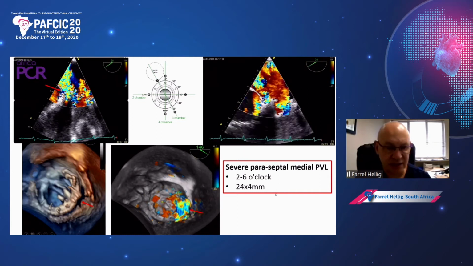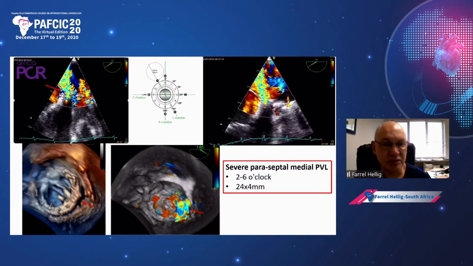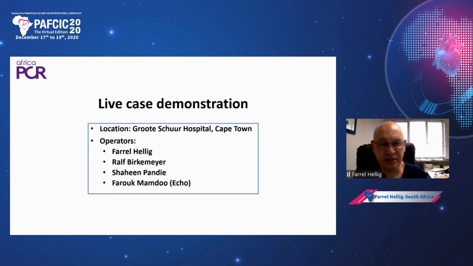You can see on this moving image the extreme mitral regurgitation, and you'll see more images later. What I'm going to show you is a live case demonstration which was done at Groote Schuur Hospital in Cape Town. I operated on this case for the Congress with Ralph Berkemeyer and Shaheen Pandey, and Farouk Mamdou was on the echo. I can take any questions before we go live, because the recording is about 27 minutes. Otherwise I can go ahead.